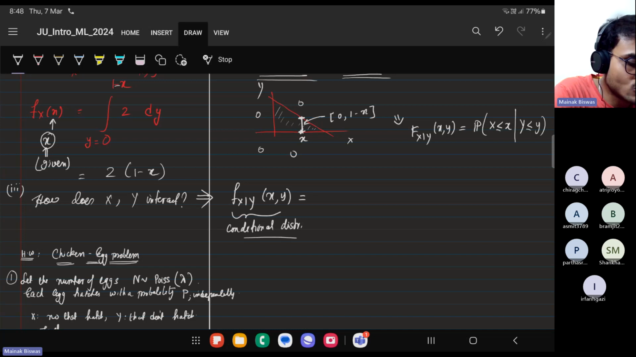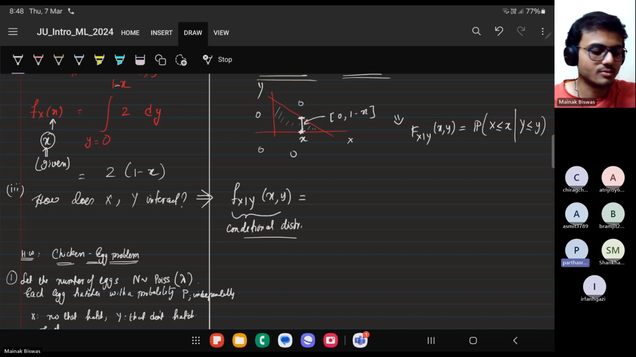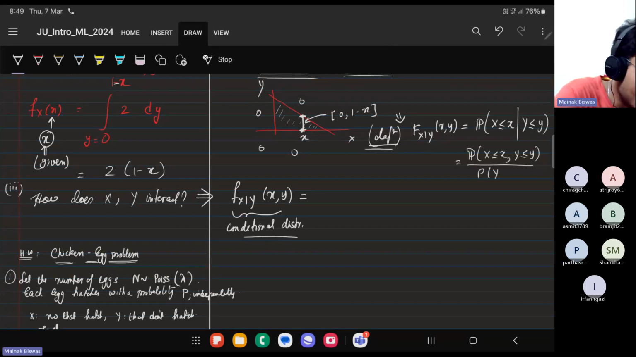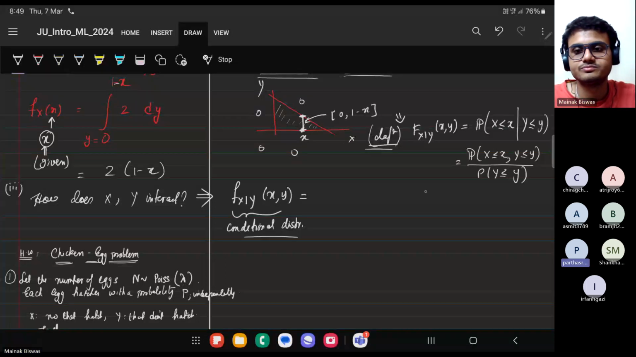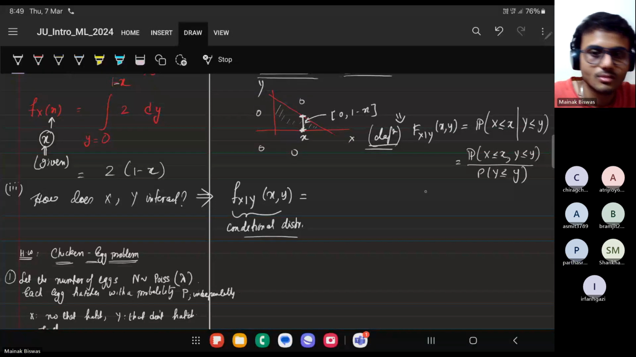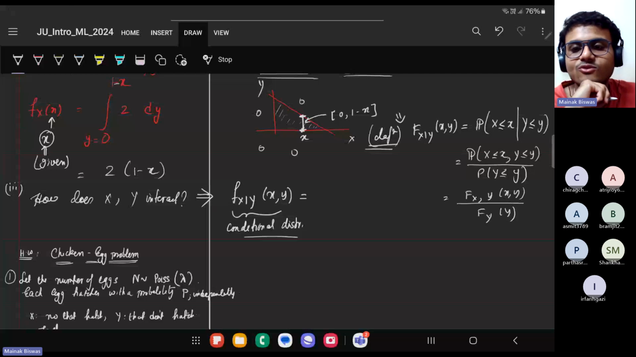So what is this by Bayes rule? The probability of the intersection of the two events divided by the probability that Y is less than y. Now see, what is this equivalent to? F of x comma y, yes or no? Divided by the marginal CDF of y. Good. So now you see everything is falling into place.